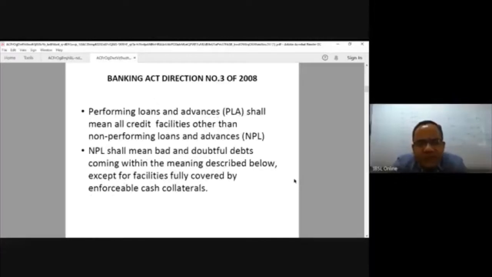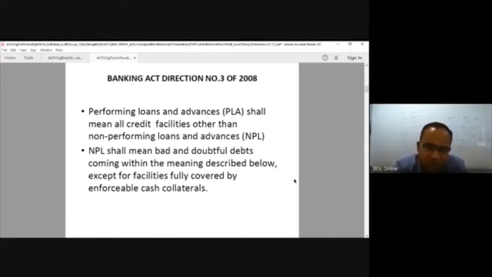Performing loans shall mean all the credit facilities other than the non-performing. This is the central bank's definition. It says performing loans and advances shall mean all the credit facilities other than the non-performing loans. Then you should understand what non-performing loans are. Whatever is not non-performing is performing. The central bank says non-performing loans shall mean bad and doubtful debts with the meaning described below. So their definition is simple: whatever is not NPL is performing.